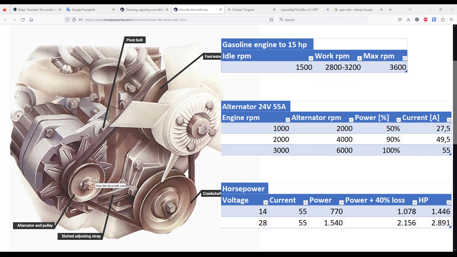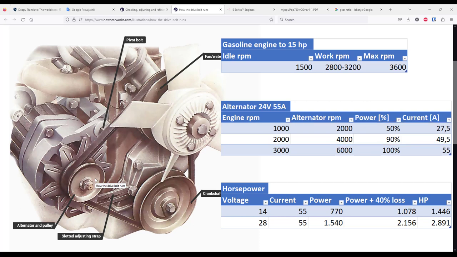In the second table, I've shown a suitable 55 ampere alternator for driving two 350 watt electric motors. You can see that when the engine is running at 3000 RPM, the alternator is spinning at 6000 RPM, which gives us 100% of available power, that is 55 amperes. Even if the engine is running at idle RPM, the alternator is spinning at 3000 RPM and we have 80% of available power and we are always on the safe side. But please check the manufacturer specification of your alternator.